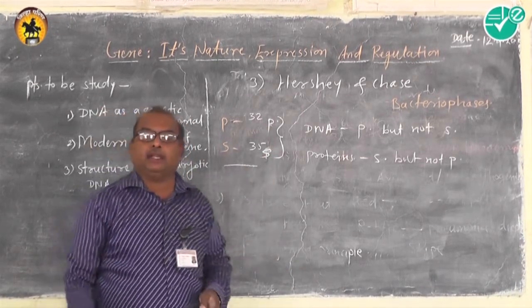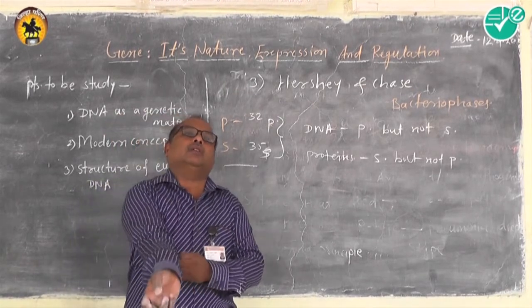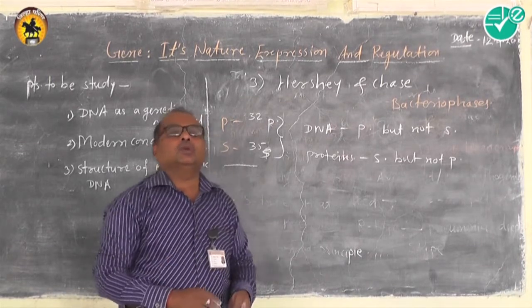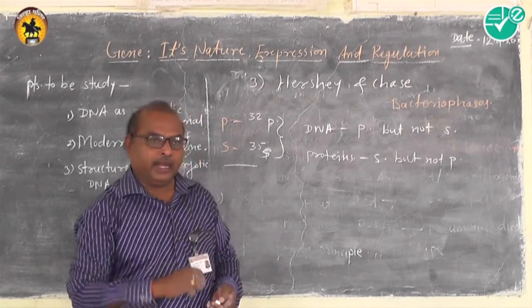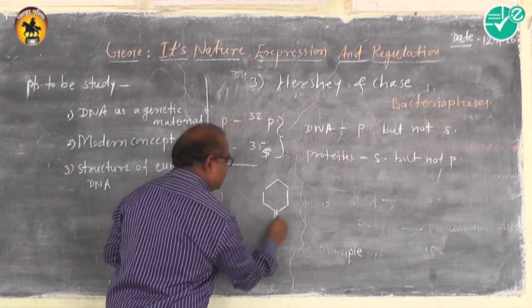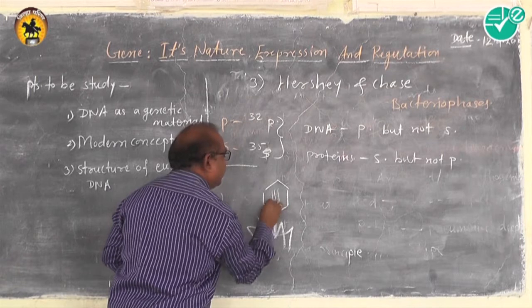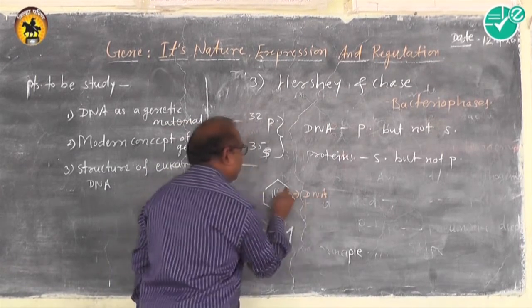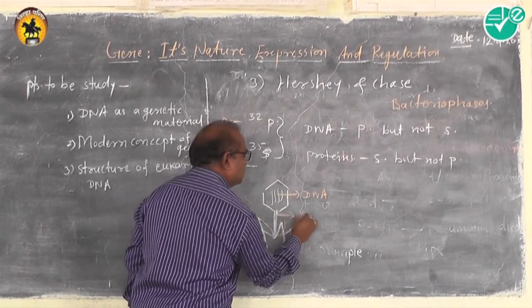into the bacteria. They observed that the bacteriophage has two chemical components. Centrally situated in the head region, as we know, suppose this is a bacteriophage, here in the head region it has DNA, and this core or coat is nothing but the protein.